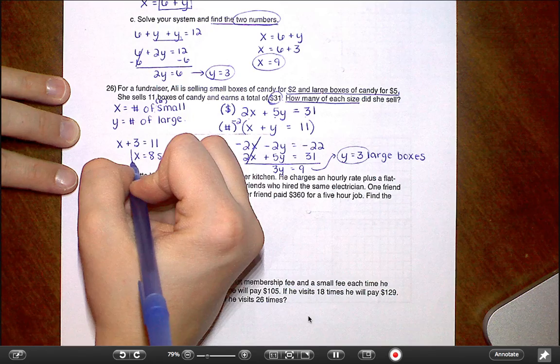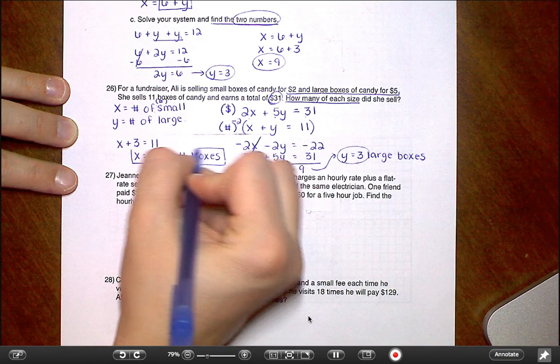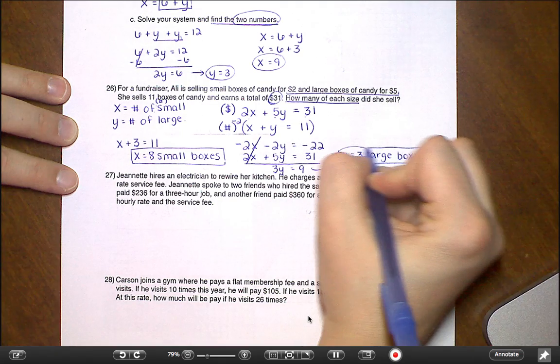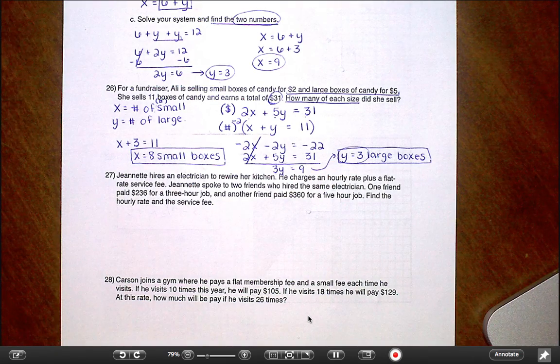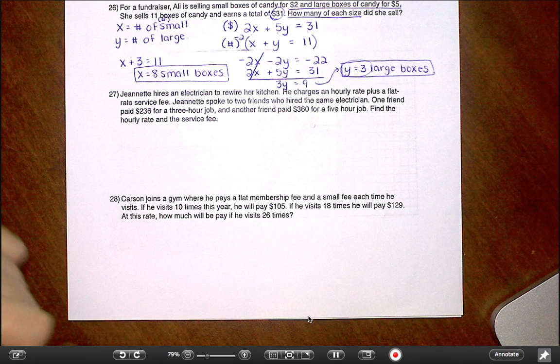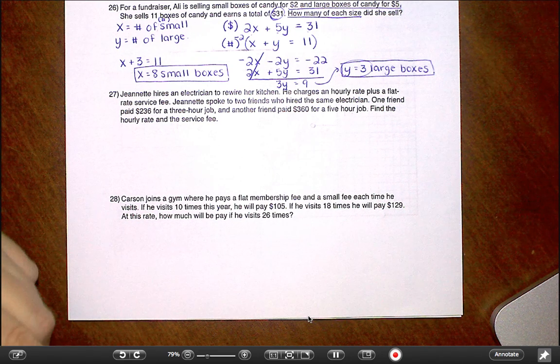So to answer the question, I must have sold 8 small boxes and 3 large boxes. With ones like this, you don't really have to write them as a coordinate because they're not representing a point on a graph. If you did write them as a coordinate, I wouldn't mark it wrong, but you don't have to. Okay, 27, Jeanette and an electrician.